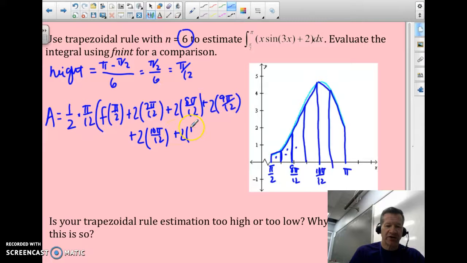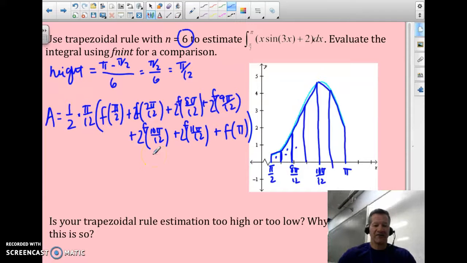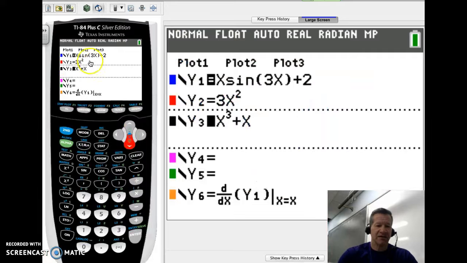Now some of these I could put in lower terms, but for simplicity's sake, I'm just going to leave them the way they are. So, and not 2 times f of this, I should have said, gosh darn it, 2 times f of 9 pi over 12, 2 times f of 10 pi over 12, 2 times f of 11 pi over 12, and then finally f of pi, or 12 pi over 12. Okay, so now if we went to our calculator, I have already taken the liberty of putting x sine 3x plus 2 in for y1.